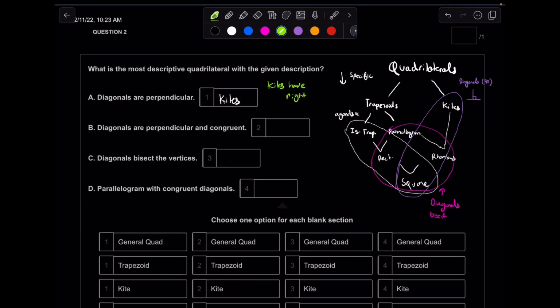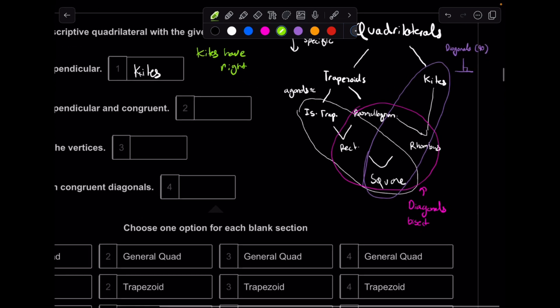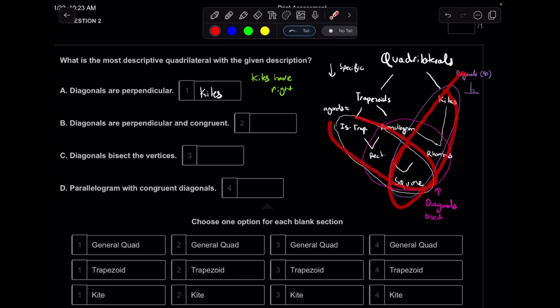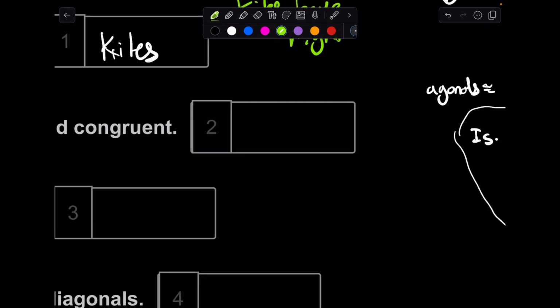Now let's go back. Diagonals are perpendicular and congruent. So where do we see that? The diagonals are perpendicular over here. They're congruent over here. That leaves a square. So, square.